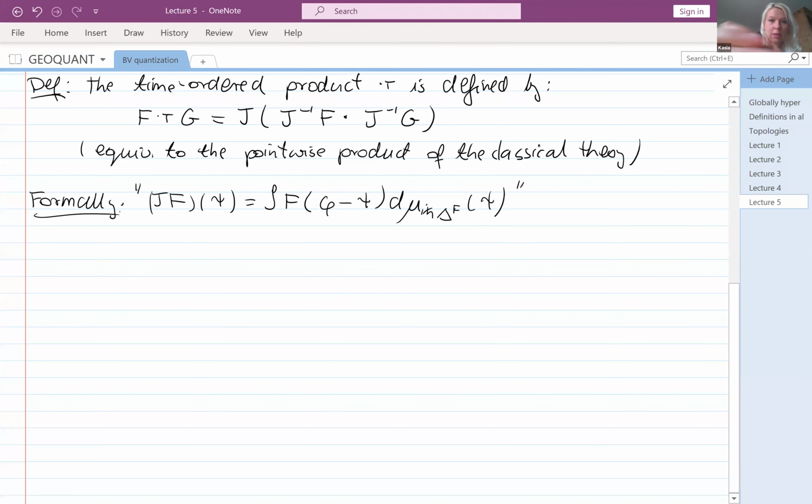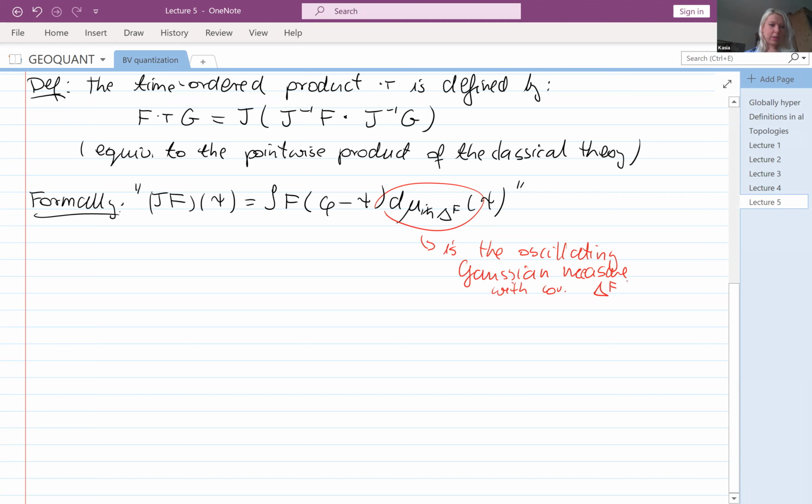Psi. So this guy here, again, formally is the oscillating Gaussian measure with covariance delta f. So this is a sort of a dictionary to path integral. So taking this T is the same morally as doing path integral. So this is path integral.